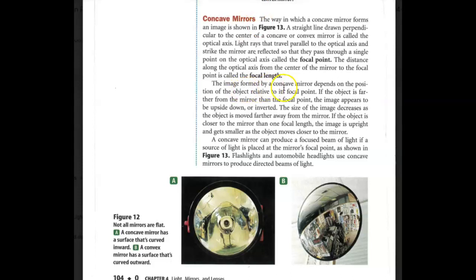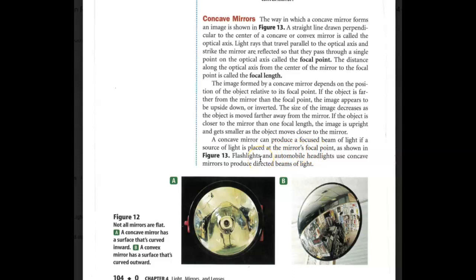The image formed by a concave mirror depends on the position of the object relative to its focal point. If the object is farther from the mirror than the focal point, the image appears to be upside down or inverted. The size of the image decreases or gets smaller as the object is moved farther away from the mirror. If the object is closer to the mirror than one focal length, the image is upright and gets smaller as the object moves closer. A concave mirror can produce a focused beam of light if a source of light is placed at the mirror's focal point, as shown in figure 13.